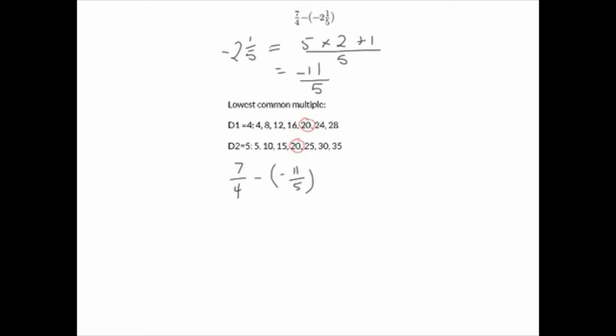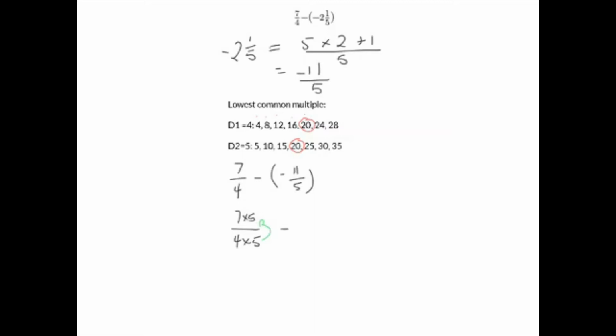Now to create my equivalent fractions with a common denominator so that I can actually subtract these fractions, because as we know, in order to add or subtract fractions the denominator needs to be the same. I'm going to take my first fraction, 7/4, and count 1, 2, 3, 4, 5. It's the fifth multiple, so I'm going to multiply the denominator by 5, and to create an equivalent fraction I need to do the same to the numerator.